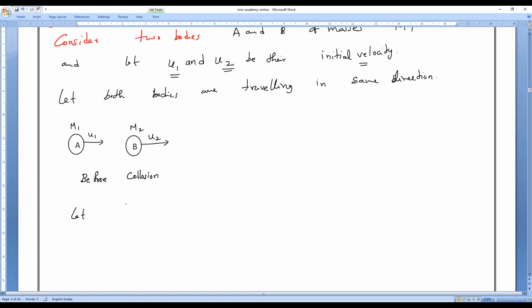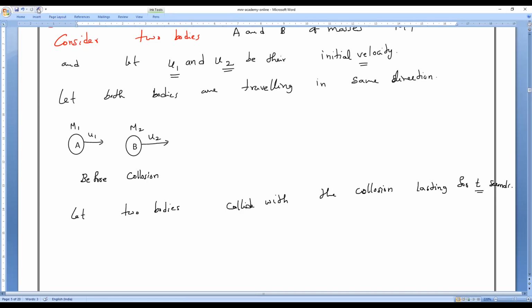Let two bodies collide with the collision lasting for t seconds. So they collide, and the collision lasts for how many seconds, everybody? T seconds. So they collide with each other and the collision lasts for t seconds.